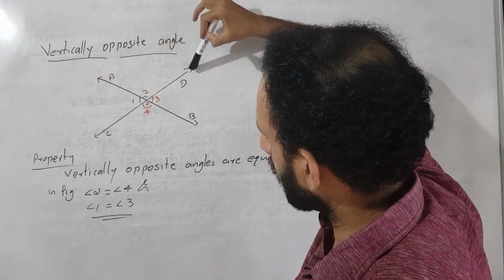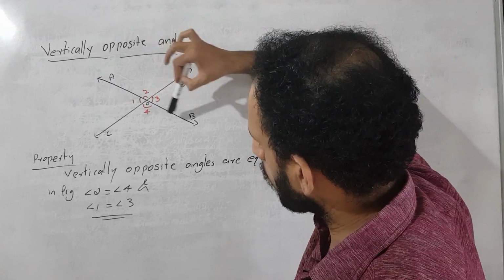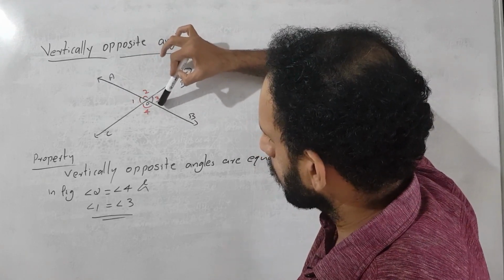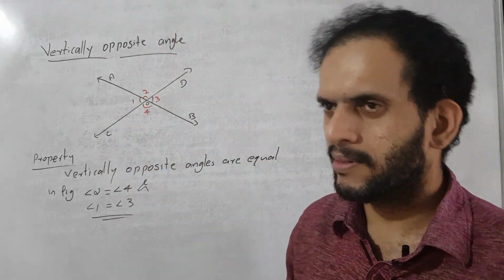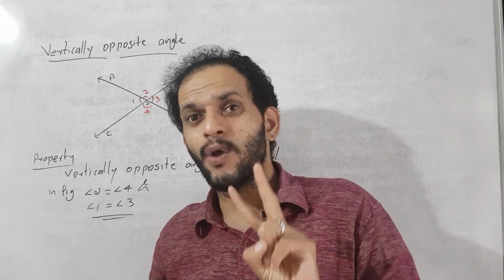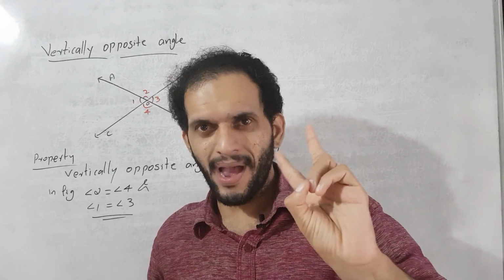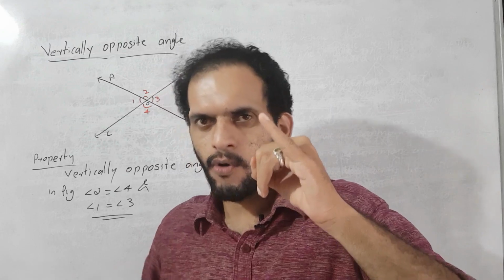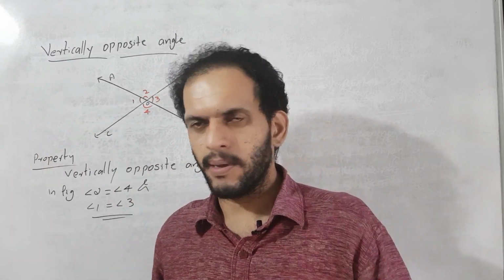Then CD is a line, and this is the angle that lies on both sides of OB. So 4 and 3 are a linear pair, correct? And 1 and 4 is also a linear pair. That means if two lines intersect, there we get two types of angle. Okay, not two angles, two types of angle. What are they? The first one is vertically opposite angles, the second one is linear pair.